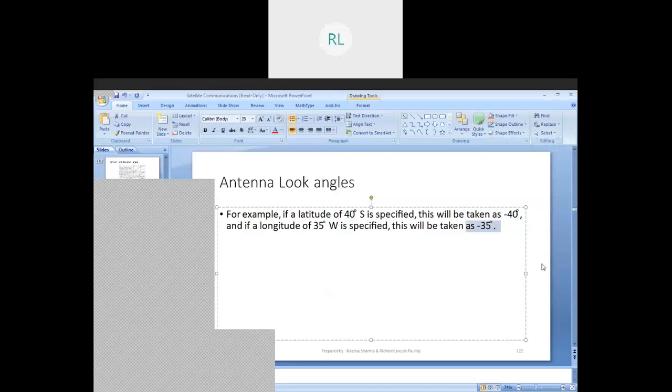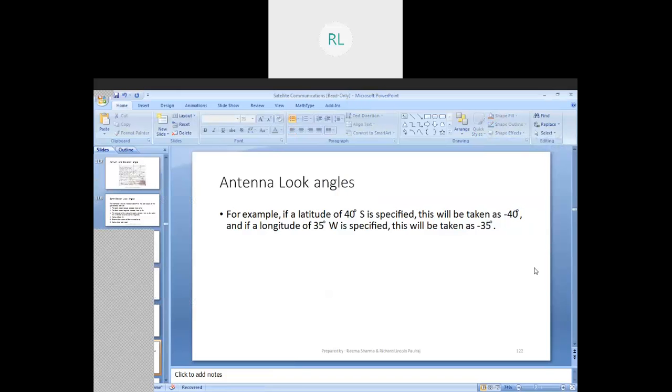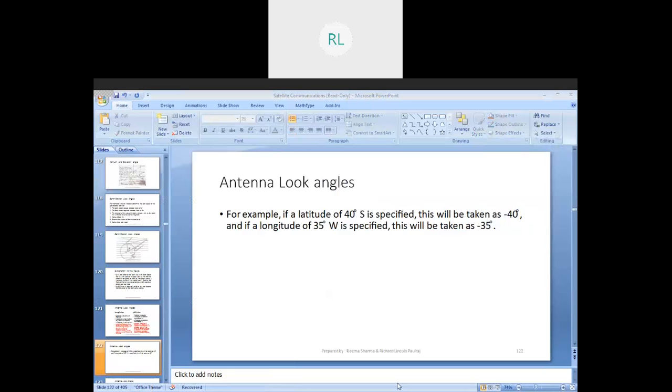So longitude refers to east and west, and your latitude refers to north and south. And if I give you a longitude of 35 degrees west, which means I have to take it as minus 35 degrees. So I hope this concept is clear, students.